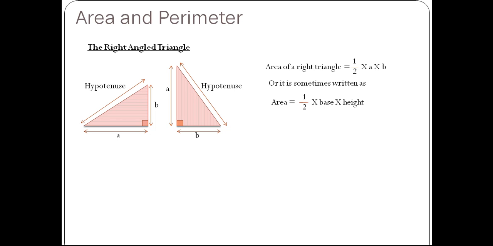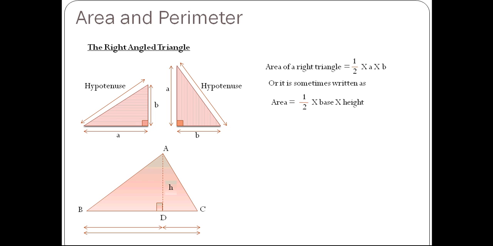Now, the thing to note for grade 6 students is that if you have a triangle that is not a right-angled triangle and you need to find the area of, for example, triangle ABC, you need to partition this triangle into two right angles. In this example, I dropped a perpendicular from the vertex A down to the floor, making a right angle with the floor, intersecting the floor at point D.